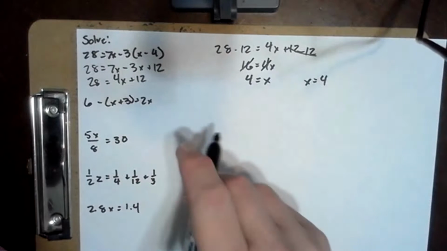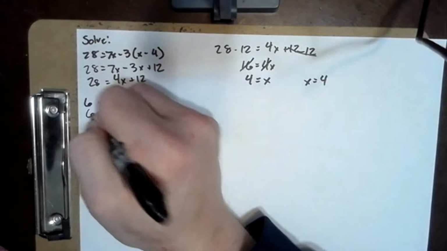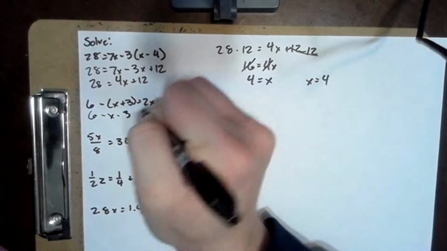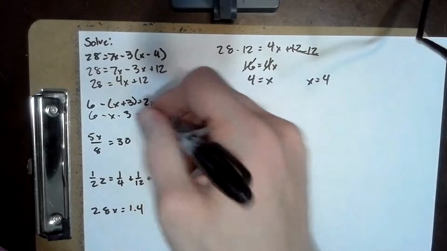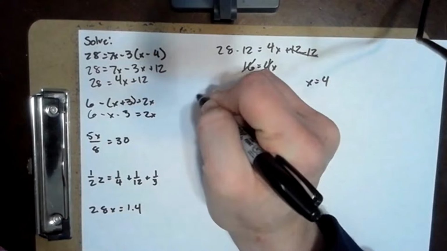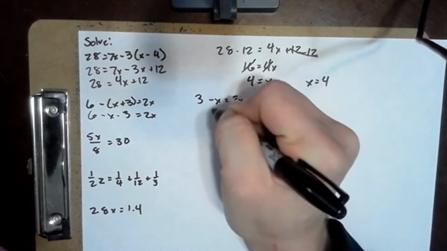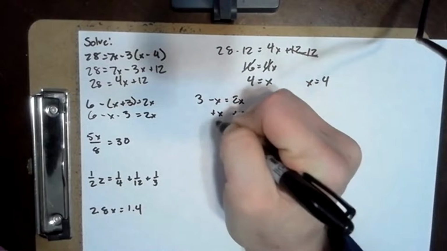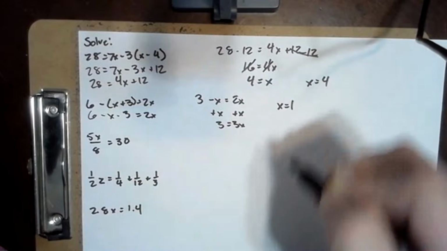6 minus (x plus 3) equals 2x. I distribute my negative sign. That's 6 minus x minus 3 equals 2x. Combine like terms. 6 minus 3 is 3. 3 minus x equals 2x. I add x to both sides. 3 equals 3x. x equals 1.